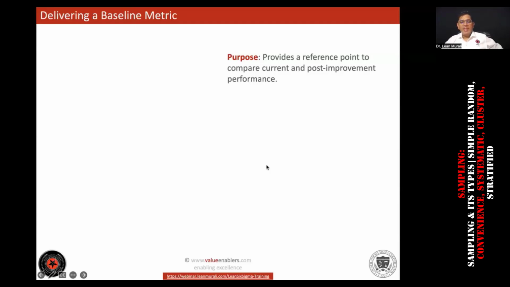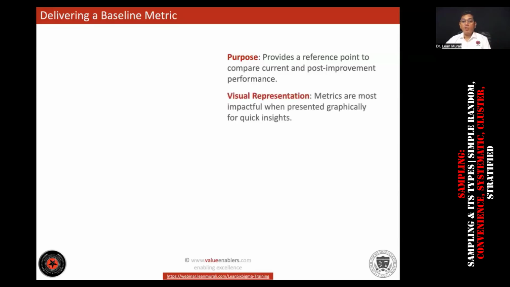So the baseline metric, for example: if you want to reduce your weight, you need to know your current weight. If you want to improve your sugar levels, you need to know what sugar levels you are performing at now. If you want to reduce your blood pressure, you should know your current blood pressure. So the purpose is to provide a reference point to compare current and post-improvement performance. After improvement, you will know.